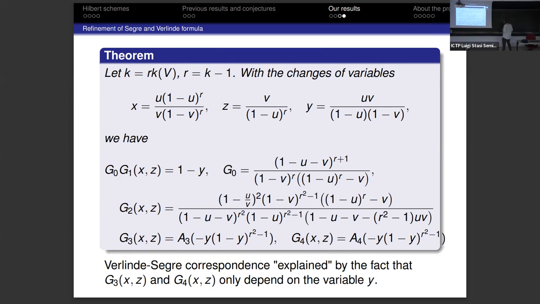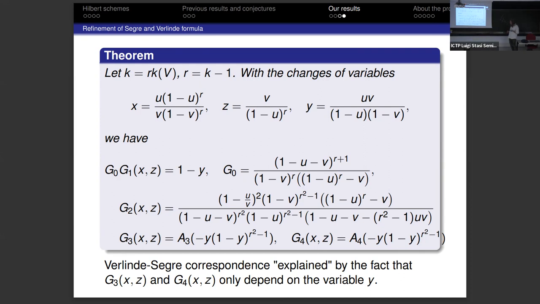This is the statement. And so one could now say, although that's really crazy, that the Verlinde-Segre correspondence is explained by the fact that these power series, G3 and G4, that we're looking at here. So we know that the A3 and the B3 are both kind of specializations of G3. But kind of different specializations.